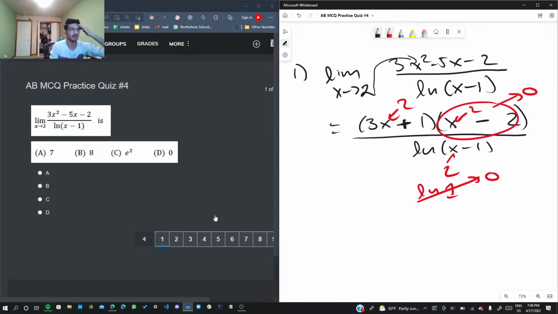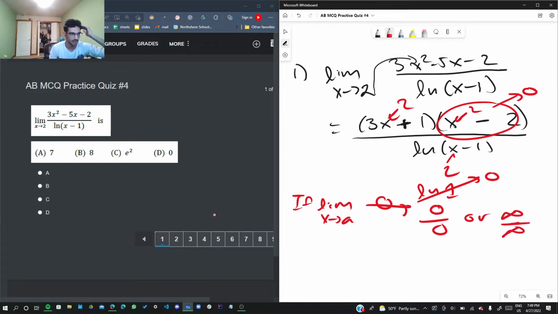What they're trying to do is L'Hopital's rule. So if the limit of anything goes to 0 over 0 or infinity over infinity, then what you can do is take the derivative of the top and the bottom. So it's the top and the bottom. And then you can try the limit again.